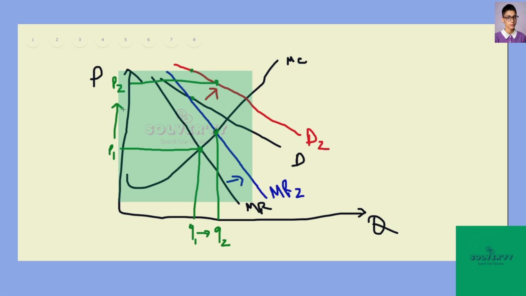And that's what would happen to price and quantity if we had a really successful campaign.